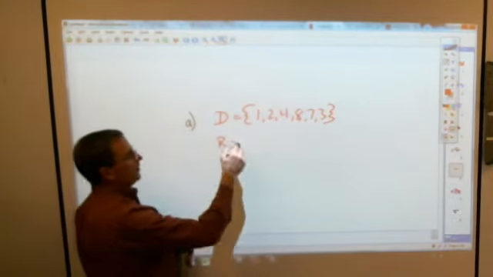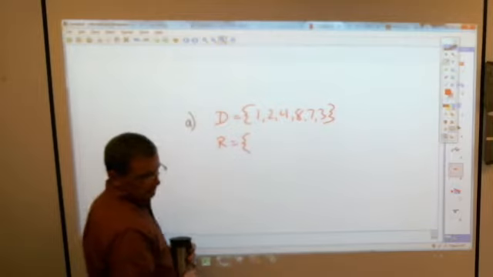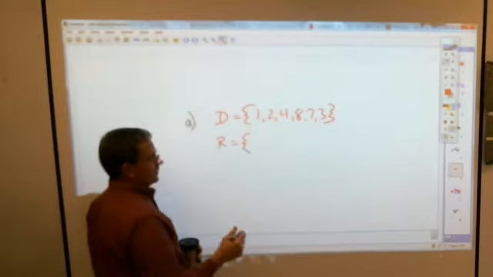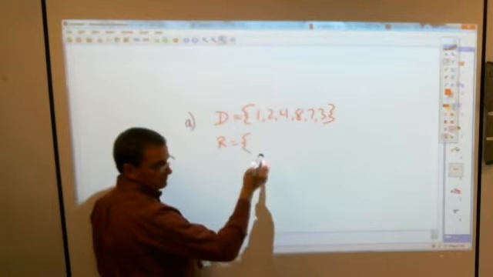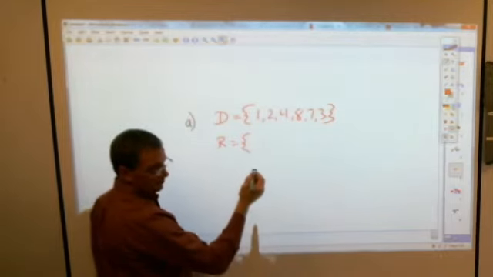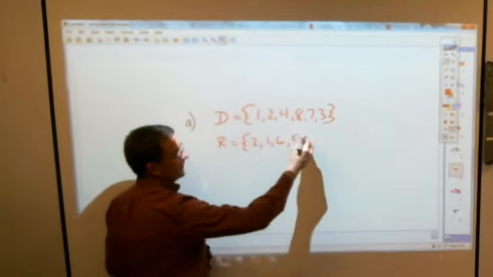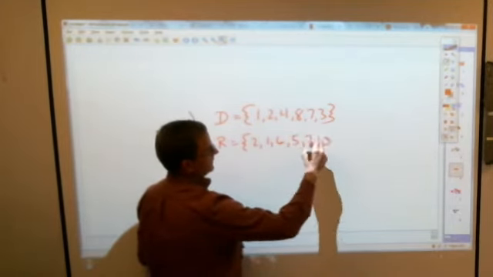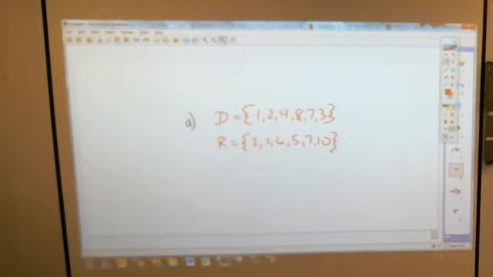The range would be all of the y numbers. What are the y numbers in those ordered pairs? Page 149. Abram, what are the y numbers in letter A? All the y. 2, 1, 6, 5, 7, 5, 7, 1, 10. And that would just be given the domain and the range. Domain are the x numbers, range are the y numbers.